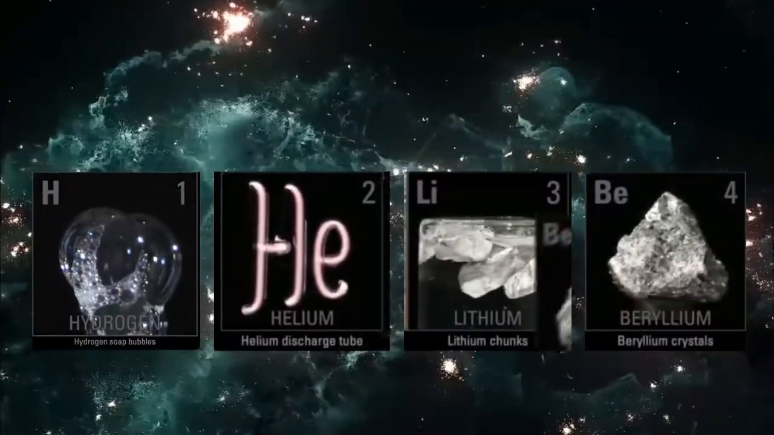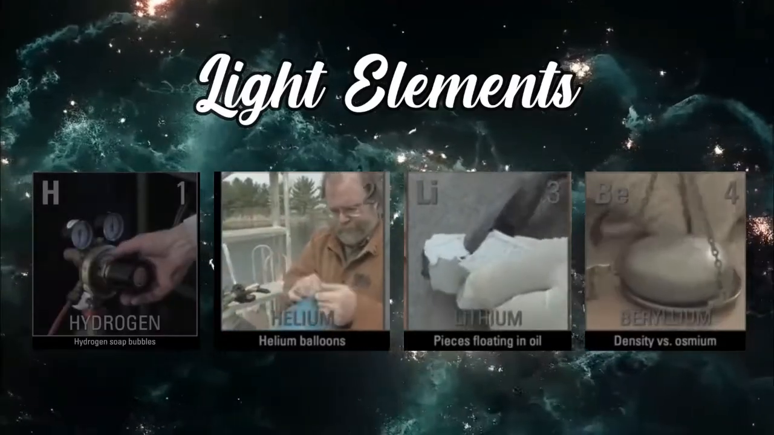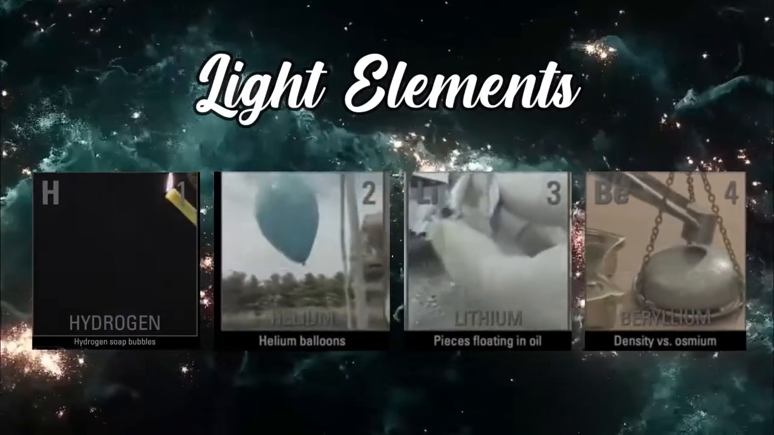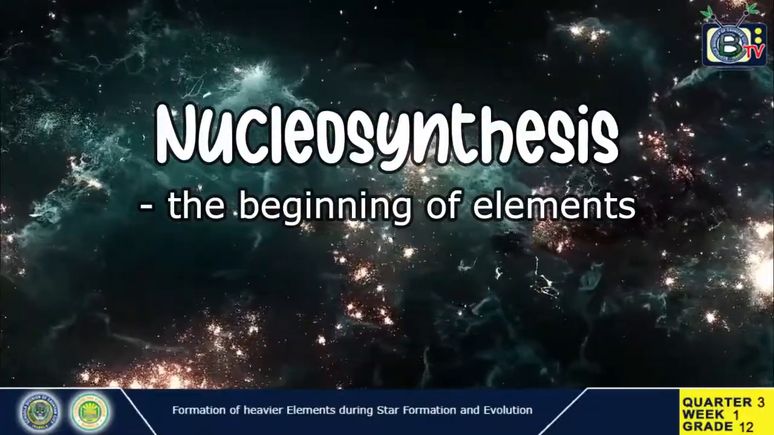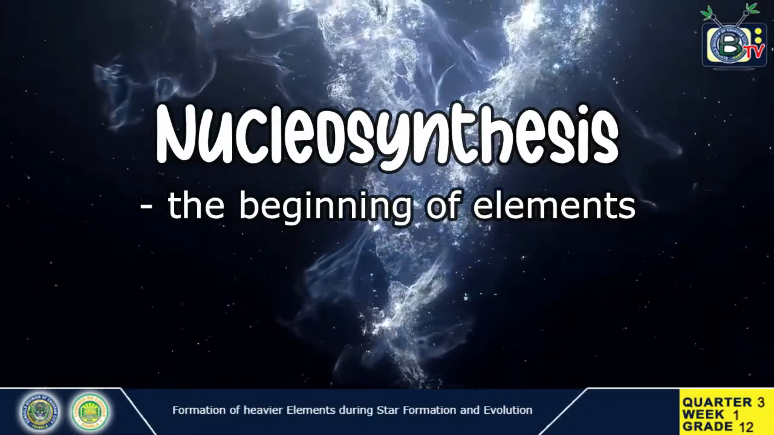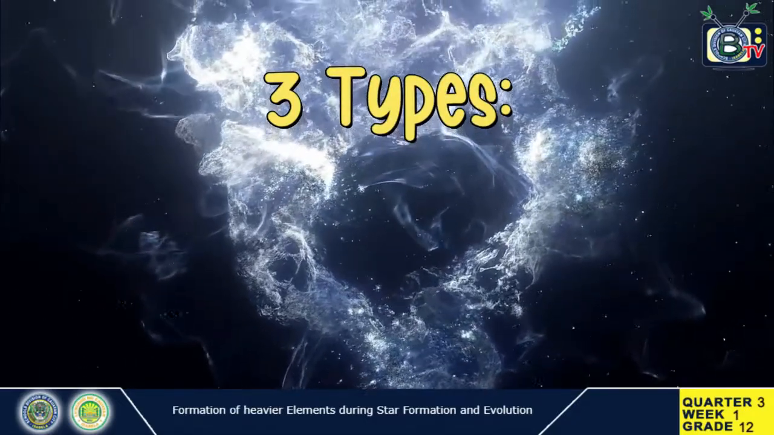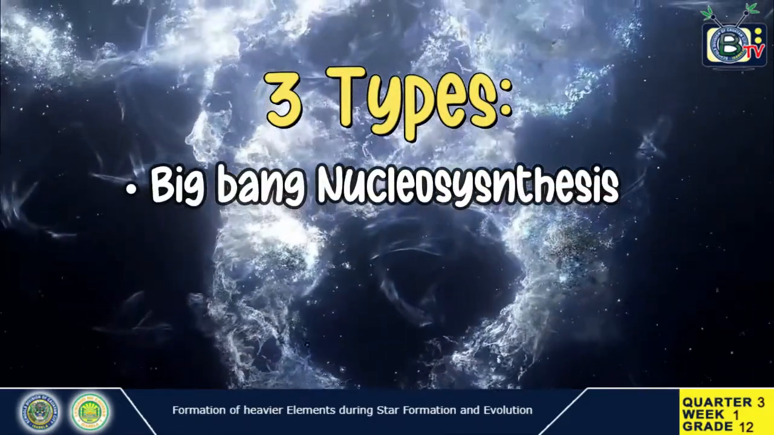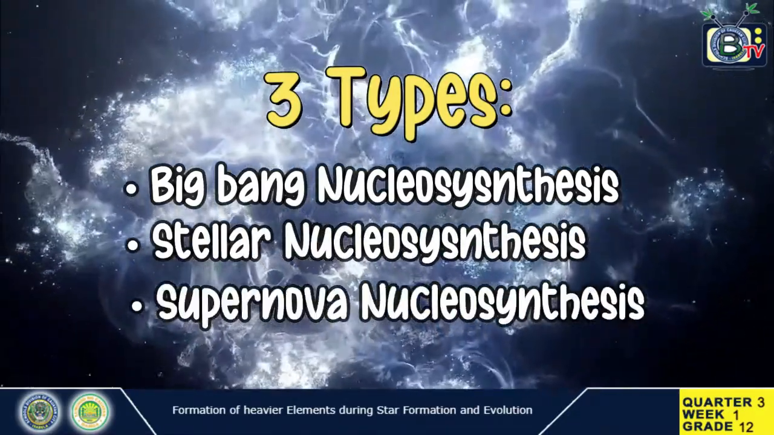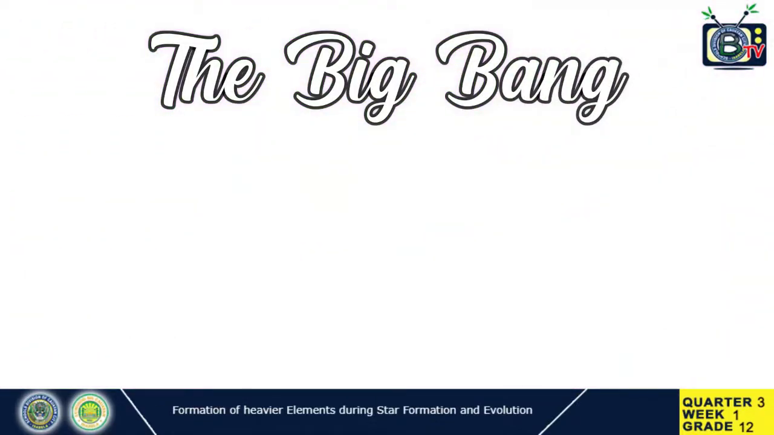In the previous lesson, you have learned how the light elements such as hydrogen, helium, lithium, and beryllium were formed during the Big Bang nucleosynthesis. Nucleosynthesis, the beginning of elements. This process tells us how elements were created. We have three types of nucleosynthesis: the Big Bang nucleosynthesis, the stellar nucleosynthesis, and the supernova nucleosynthesis. It explains the continuous expansion of the universe.